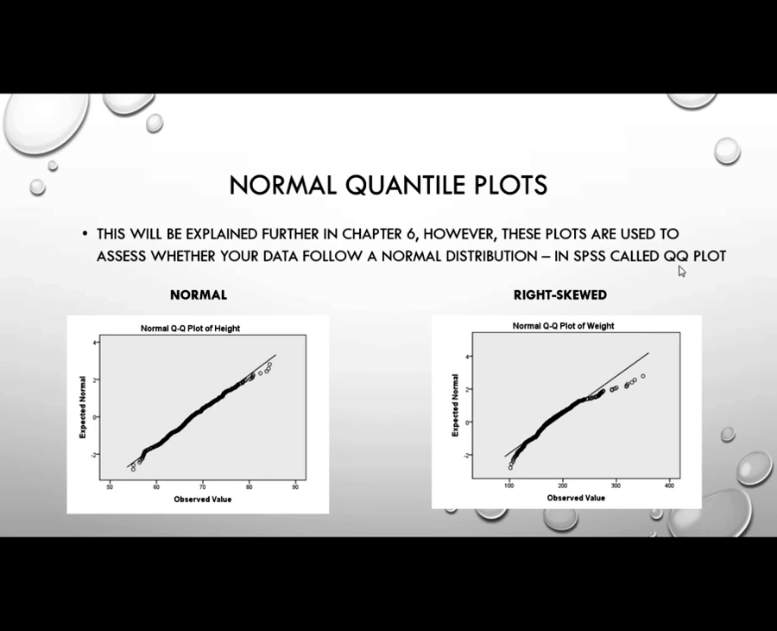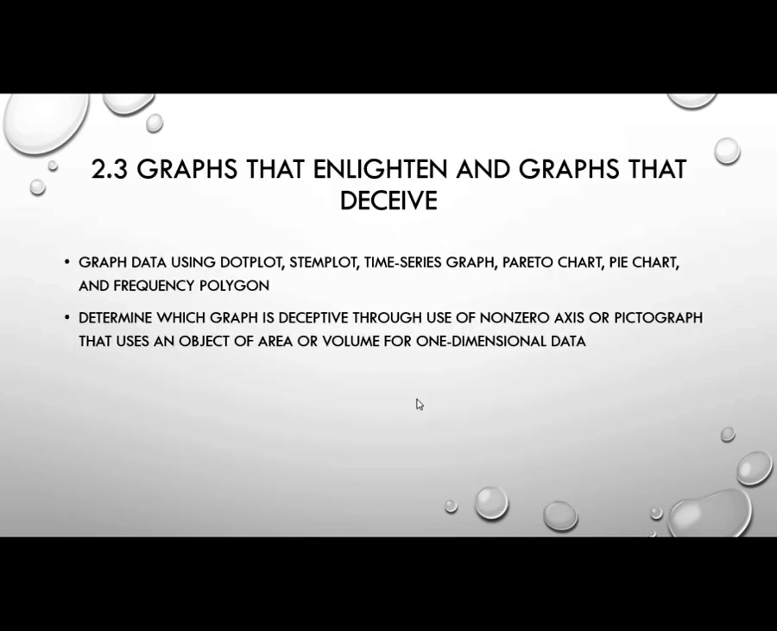In SPSS, they call it a QQ plot, and I'll show you how to make them. But right now, all you need to know is if your data points follow this line, you're more normal. If your data taper off to the right, then you're right skewed. If they were to taper off to the left, it would be left skewed.